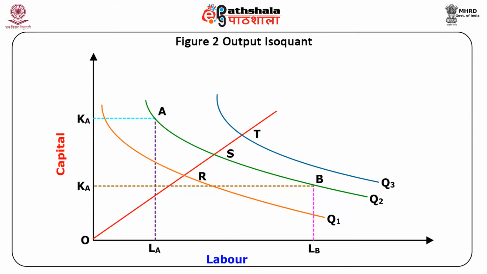Figure 2 shows the output isoquant. Each level of output is represented by a separate isoquant. If we consider that there are two factors of production, namely capital K and labor L, then from figure 2, Q1, Q2 and Q3 are the isoquants of three levels of output. As we move along the line OT, output increases in the order OT is greater than OS is greater than OR.